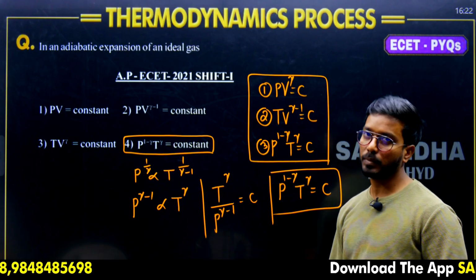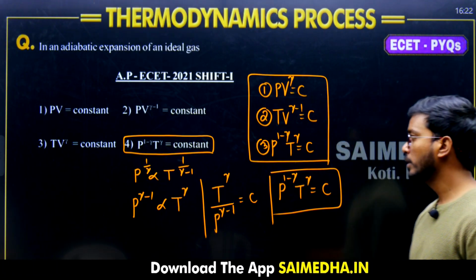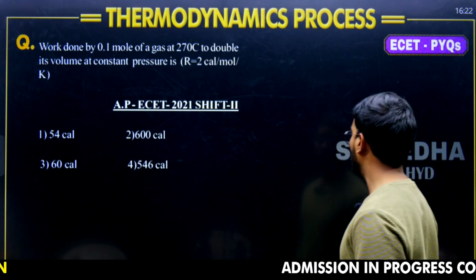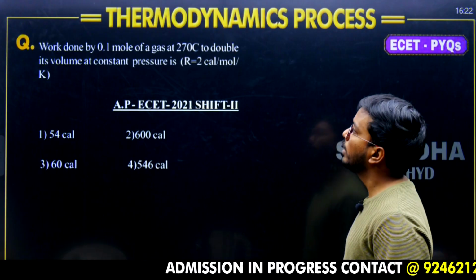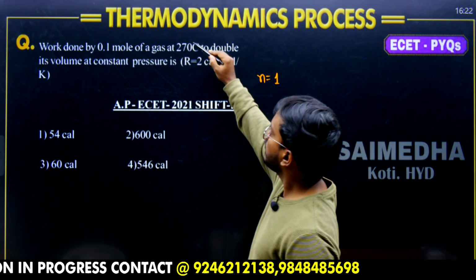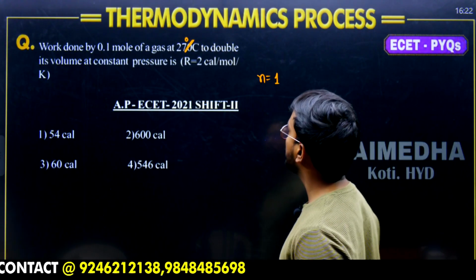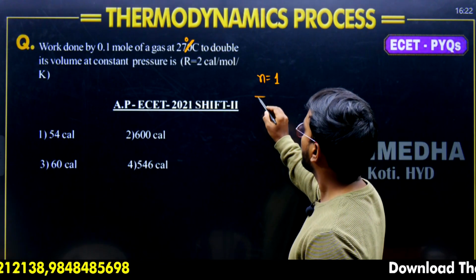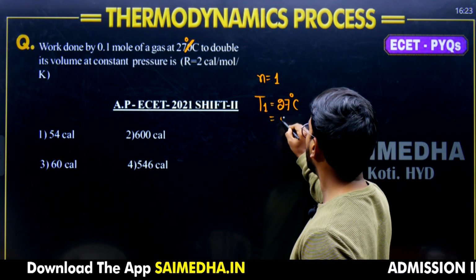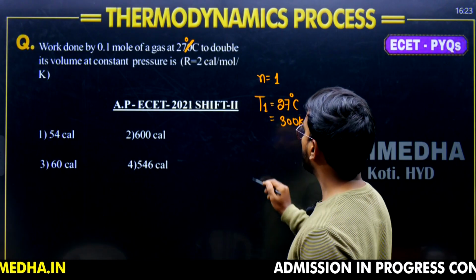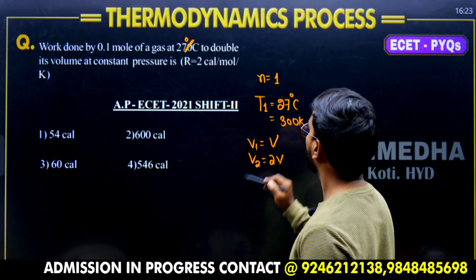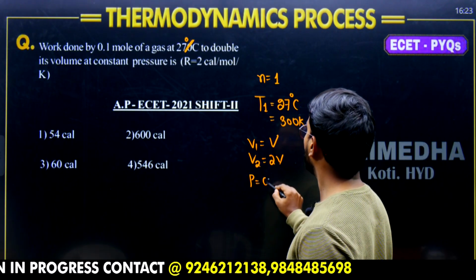This has already appeared as a question and is an expected question in the examination too. Okay, go through it. Moving on to the next question, question number 4. Work done by 0.1 mole of a gas. Number of moles is equal to 0.1. At 27 degrees Celsius, that is T1 is equal to 27 degrees Celsius, that is 300 Kelvin. To double its volume, that means V1 is equal to V, V2 is equal to 2V, at constant pressure.